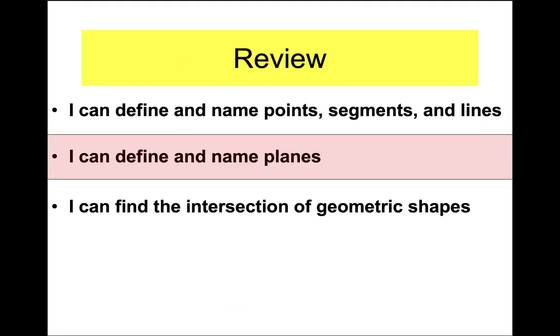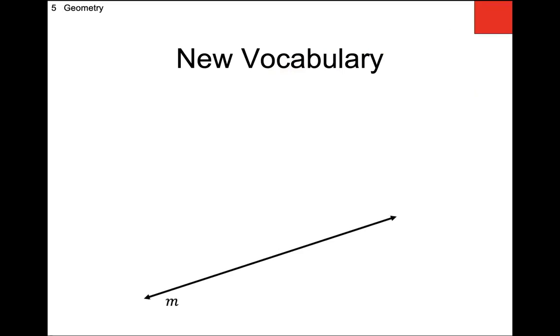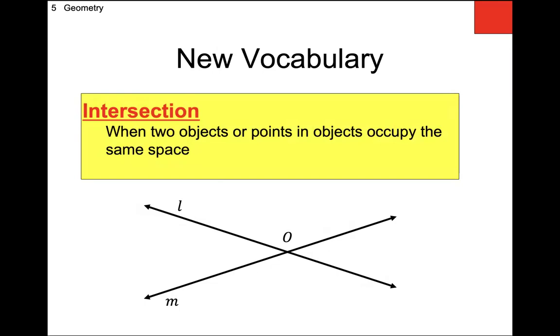Okay, we're down to one last thing. All right, so the next idea, let's say I have a line, there's line M, and let's say I have another line L, and because they go on forever, at some point they either are parallel or they intersect. And if two lines intersect because they're straight, they can only intersect in one spot. And so we call any two shapes that occupy the same space an intersection.